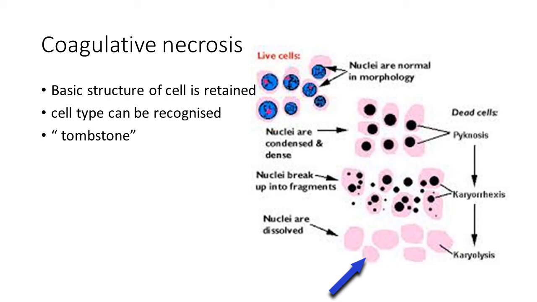The hallmark is the normal cell, as you can see here, is converted to its tombstone or outline, as you can see in this diagram. The normal cell is converted to its outline or tombstone. So the basic structure is retained, only the cytoplasmic and nuclear details are lost. The cell type is recognizable, that is coagulative necrosis.